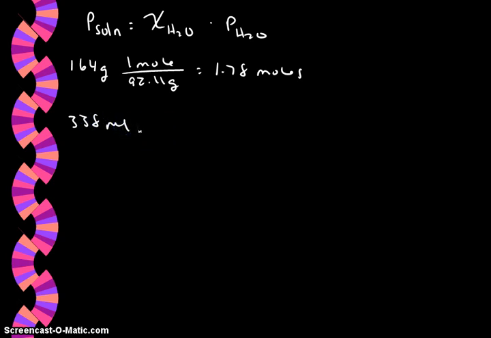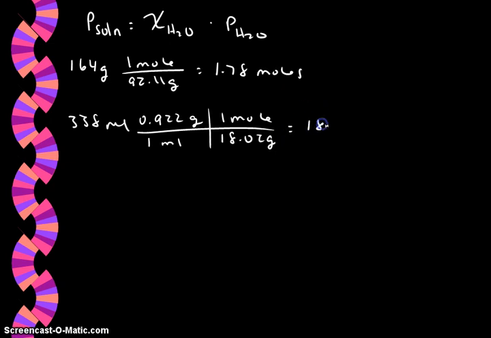It tells us we have 338 milliliters of our water. We need to get that to moles. Well, it tells us the density, 0.992 grams of water for every 1 milliliter of water at this particular temperature. And then 1 mole of water is 18.02 grams of water off the periodic table. So we have 18.6 moles of water.